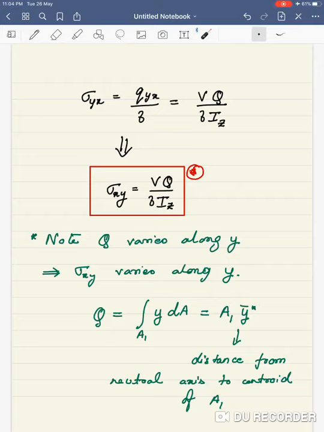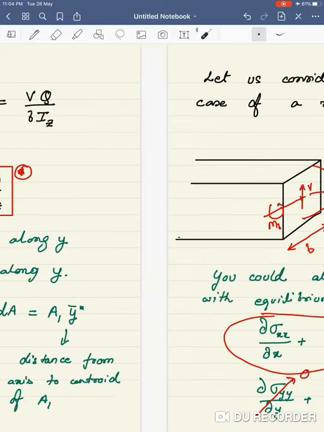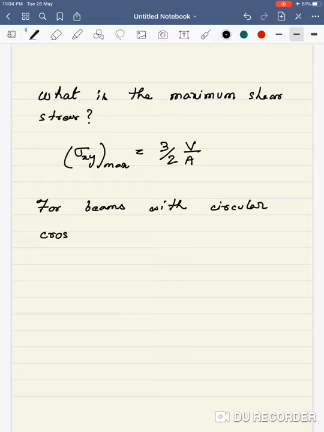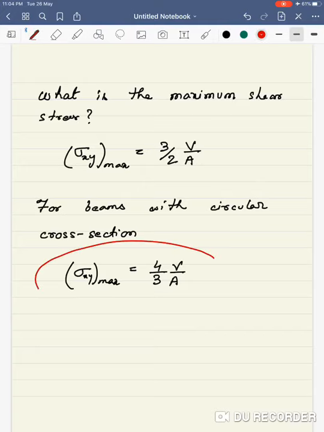I'll leave you with one more result. Okay, and for beams with circular cross section, this result will now become sigma xy max equal to 4 by 3 v by a. Okay, verify yourself.